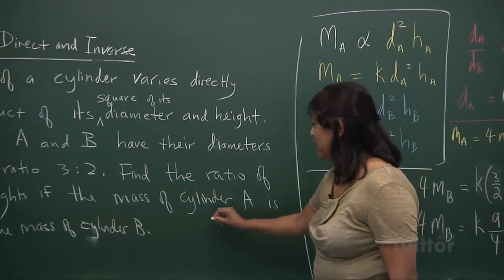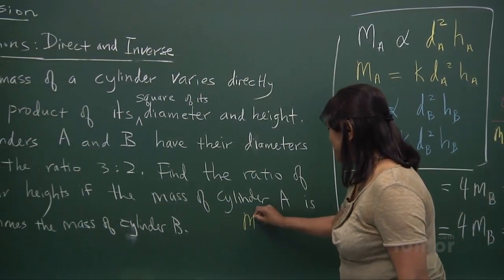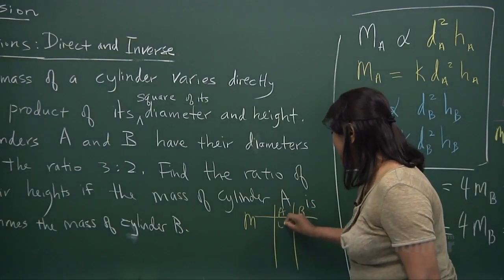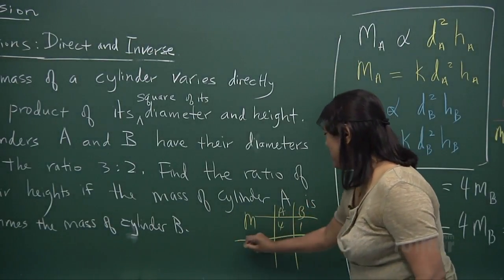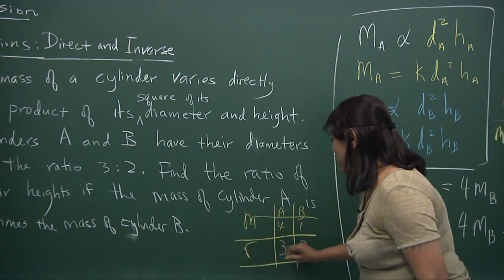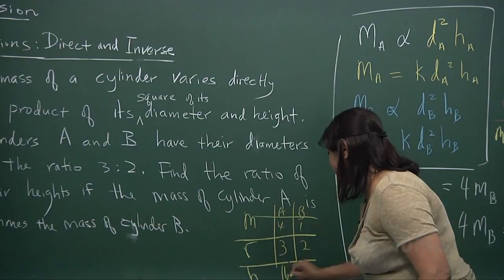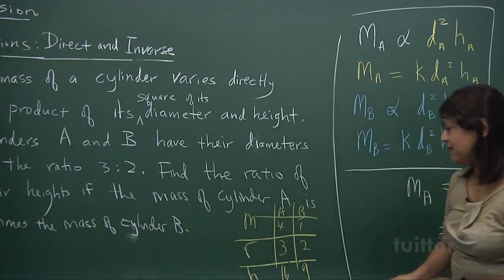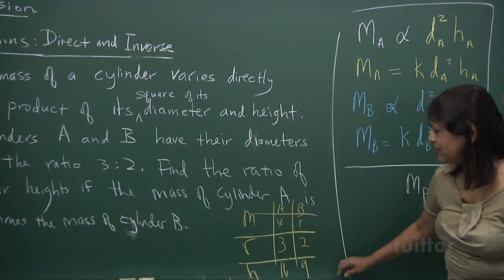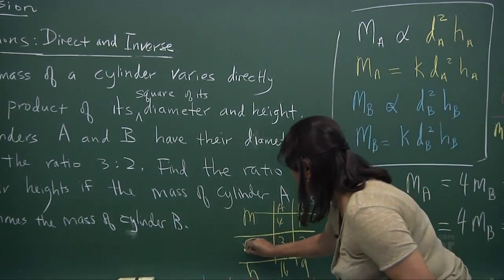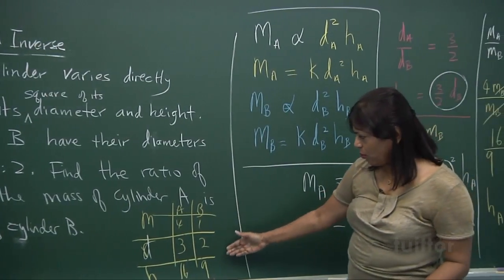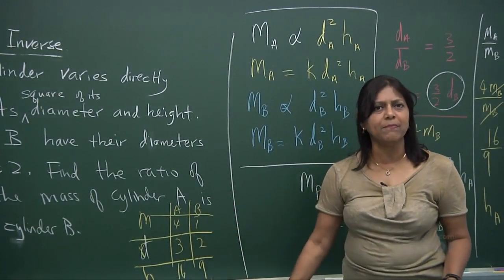So if I were to compare the mass for cylinder A and B, the mass here is 4 times, here is 1 time. If we look at the radius, here is 3 times, here is 2 times. We look at the height, here is 16, and here is 9. So very picturesque. Sorry, this is diameter, not radius. So we can see at one look, this is the story of A and B.